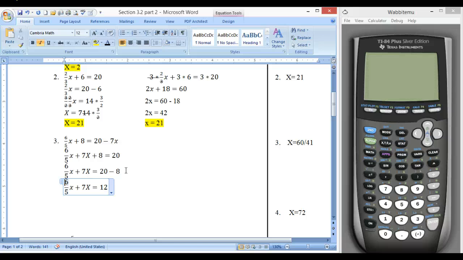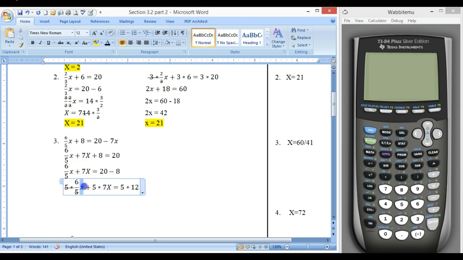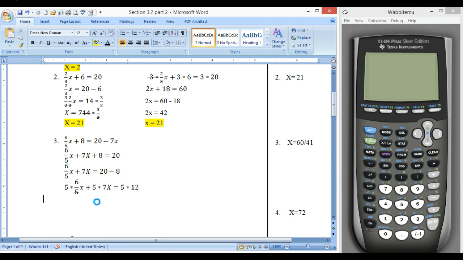And I need to multiply it to what? Do you remember? Every single term. Those are separated by addition and subtraction signs. So I'm going to do 5 times this term, 5 times this term, and 5 times that term. And what happens is that fraction is totally gone. And because it's gone, what am I left with over here? Actually, I'm just going to copy to here because I don't have a fraction anymore.